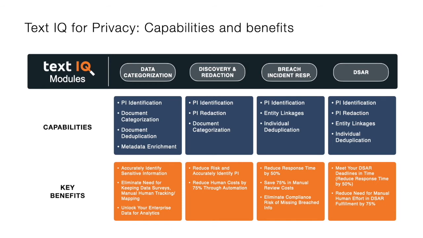Across our privacy use cases, our platform offers three primary value propositions, which are: number one, increased accuracy and therefore reduced risk compared to other technologies.